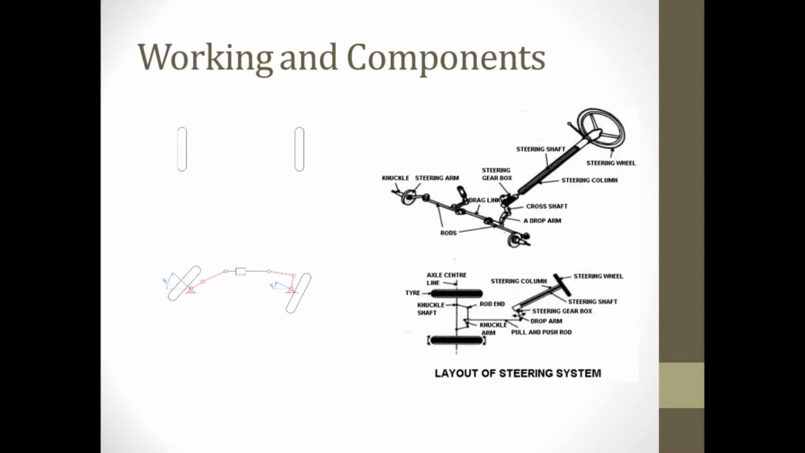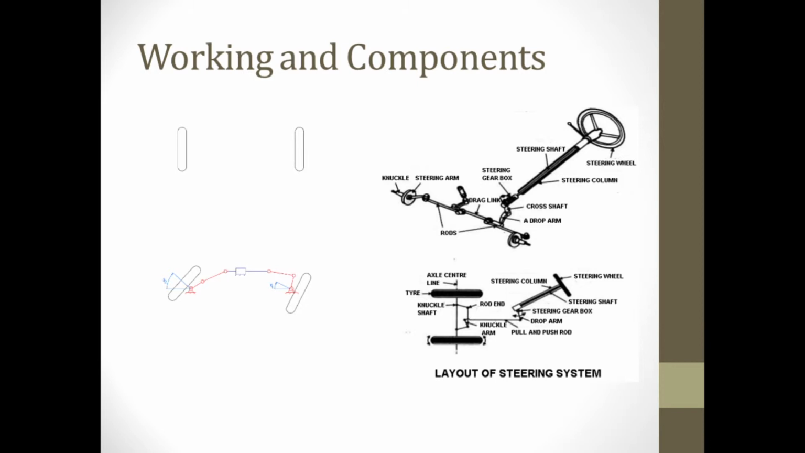So the next part is the steering column. It is a hollow steel pipe in which the steering shaft is housed. So next part is steering shaft. It is made up of steel and one of its ends is fixed in the steering wheel with the help of the splines or key. The other end of steering shaft is connected to the steering gearbox with the help of bearings.